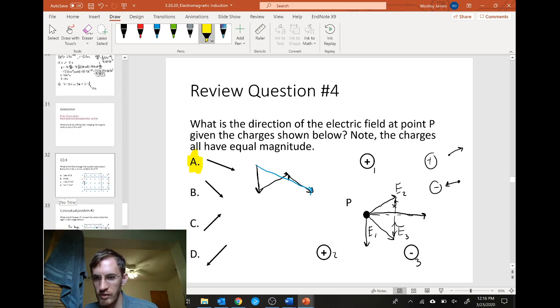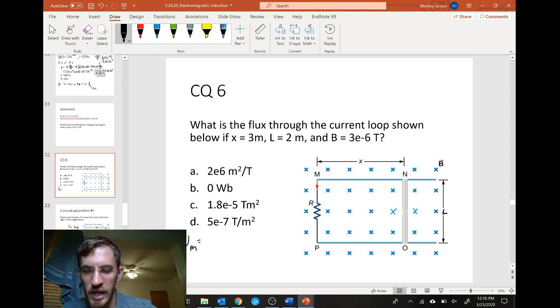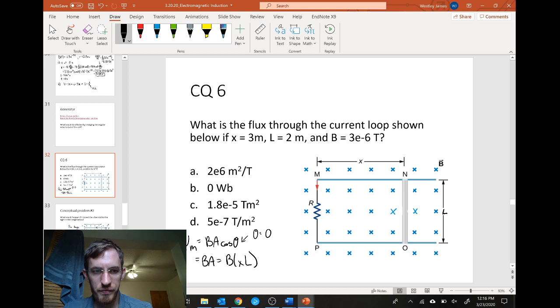I think we just have 2 more quick ones. This one was the moving rod, and we asked what was the flux through the current loop. So this is very quick. If you ever see magnetic flux, immediately go to the equation for magnetic flux: B times A times cosine of theta, where theta is the angle between the area vector and the magnetic field. In this case, theta is 0. So you just get B times A equals B times X times L, where X is the width and L is the height, because we want the area inside of this thing.